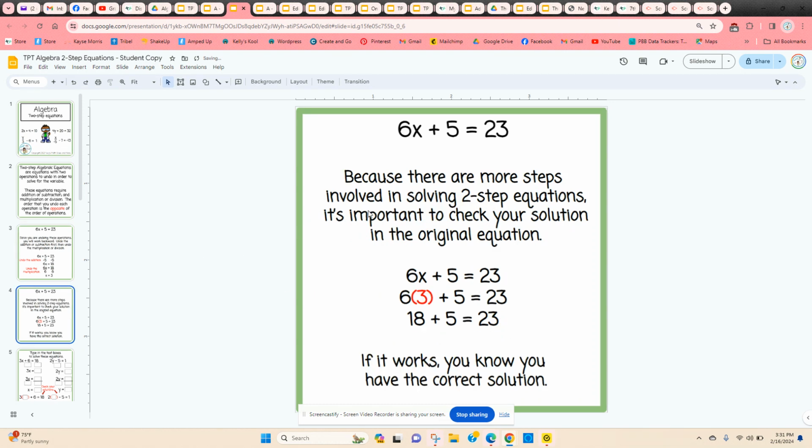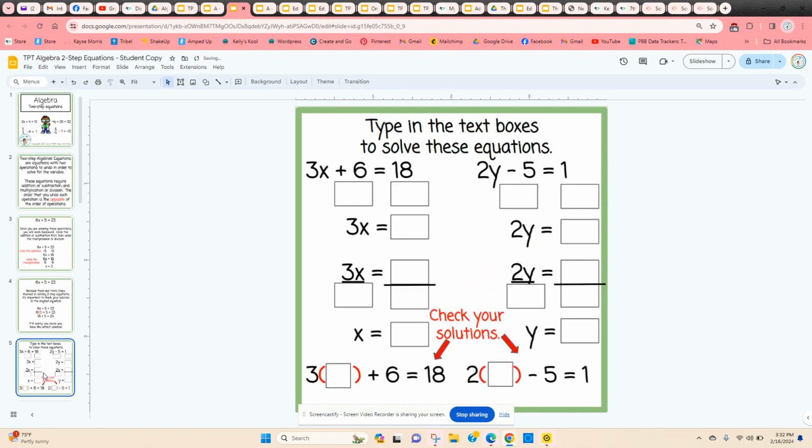Now, because there are more steps involved in solving two-step equations, it's really important that you check your solution after you get your answer. So here you can see if we got the answer of 3 from the previous slide, we're going to put 3 in place of the variable in the equation and see if it works. So here we can see 18 plus 5 is 23, so we know our solution is correct. So students are going to do that starting on slide 5.